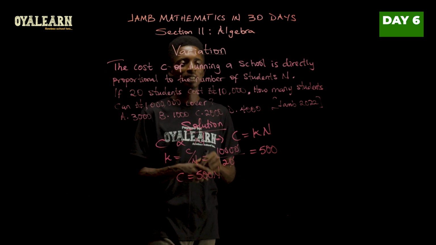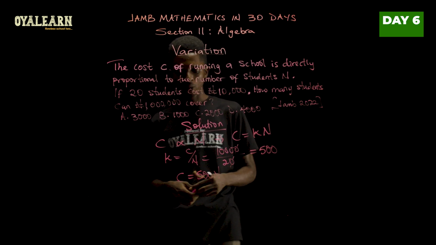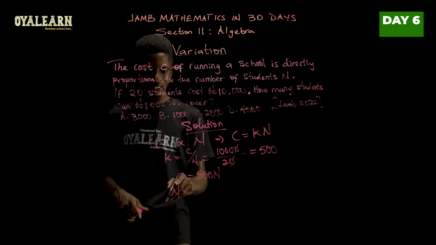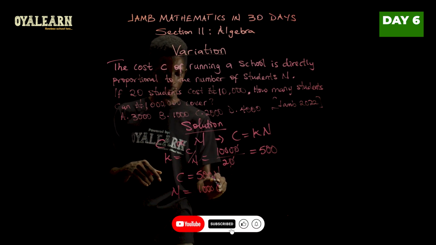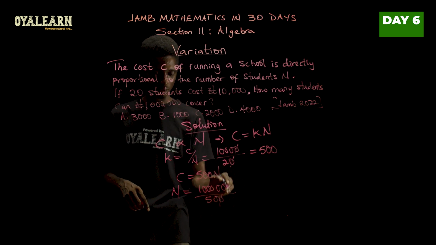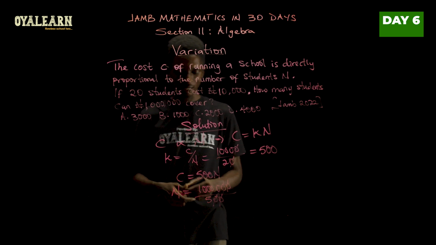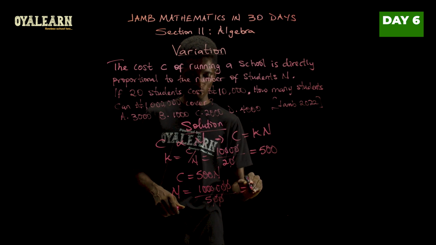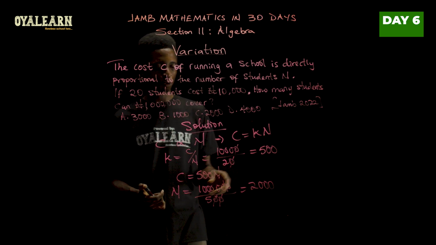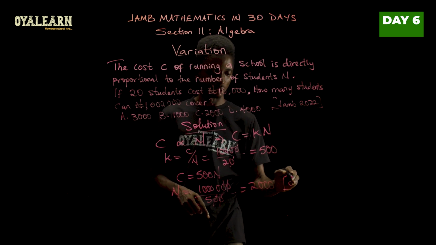Now, we are asked to find the number of students that 1 million naira will cover. So, to find that number of students, we make N the subject. So, N will therefore become C, which is 1 million in this case, divided by 500. Now, 0 cancels 0, 0 cancels 0, leaving us with 10,000 divided by 5. Now, 10,000 divided by 5 will give us 2,000. So we see here that 1 million will cover 2,000 students, as seen in option C. So our answer would be C.